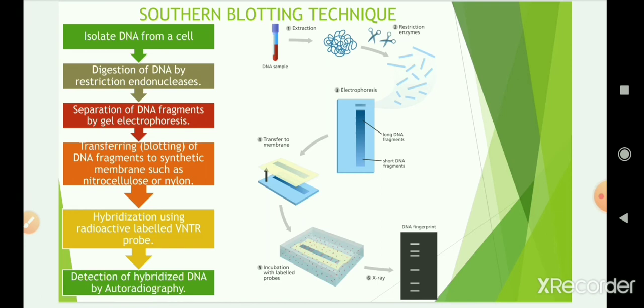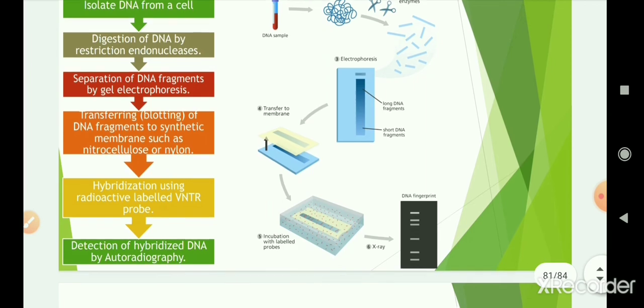Then, separation of DNA fragments by using gel electrophoresis. With the use of gel electrophoresis, they separate the DNA fragments, and after that, they transfer the fragments to the membrane. That is transferring or blotting of DNA fragments to a synthetic membrane such as nitrocellulose or nylon. After that, hybridization using a radioactive labeled VNTR probe. So incubation with the radioactive labeled VNTR probe. After that, detection of this hybridized DNA by autoradiography. And you can observe the DNA fingerprint.